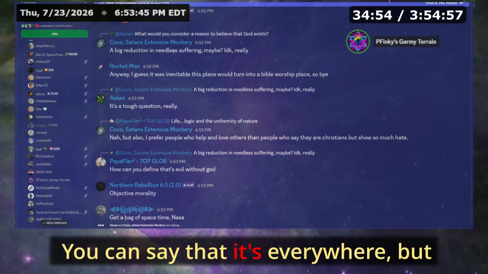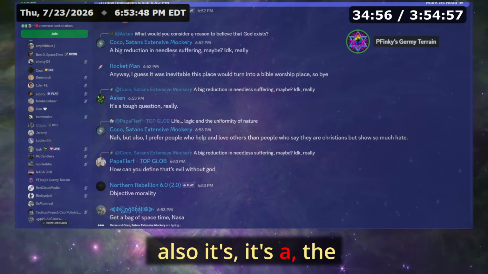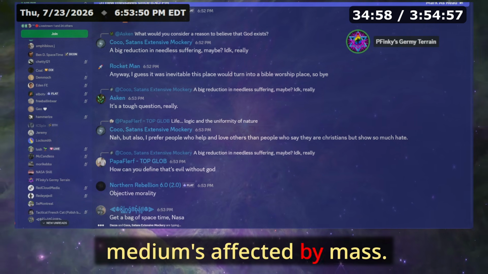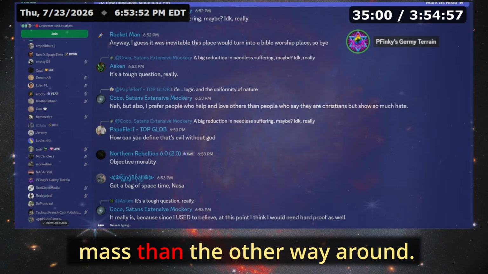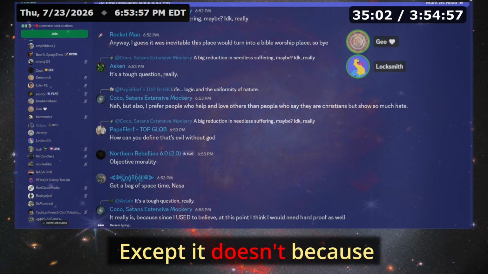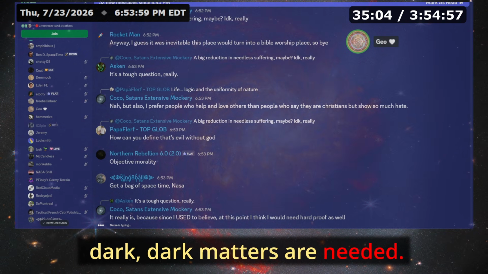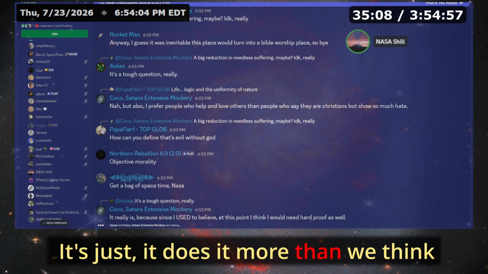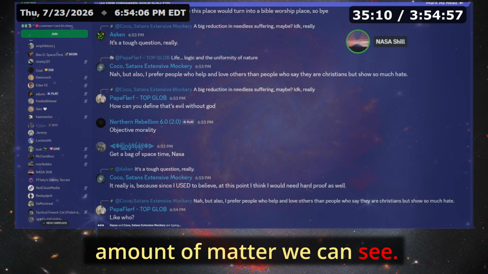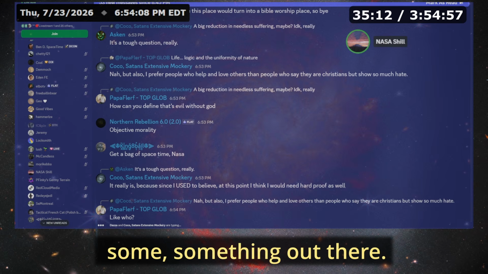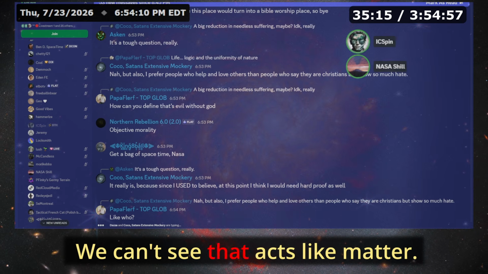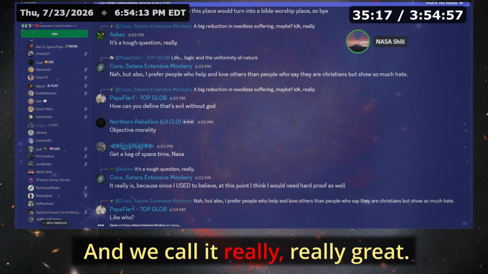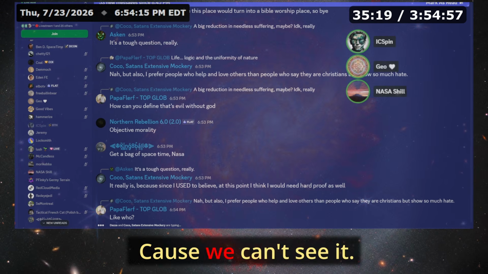I mean, you could say that it's everywhere, but also the medium's affected by mass. Like it's more governed by mass than the other way around. Except it doesn't, because dark matter is needed, so it really doesn't do that. Right. It does do that. It's just it does it more than we think it should with the amount of matter we can see. So we postulate there's something out there we can't see that acts like matter, and we call it dark matter because we can't see it.